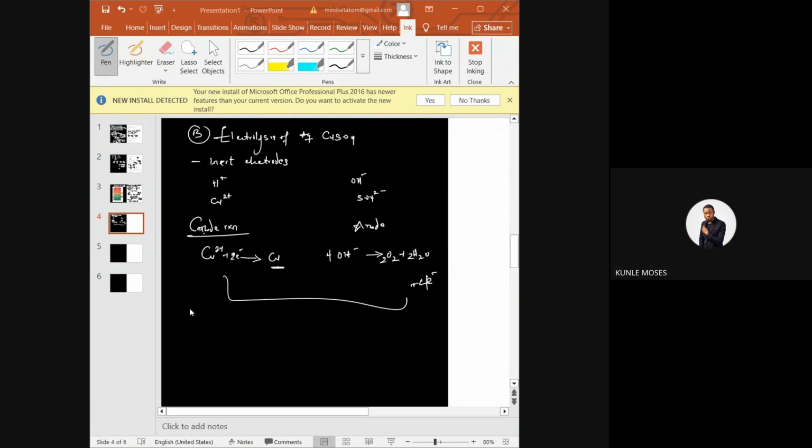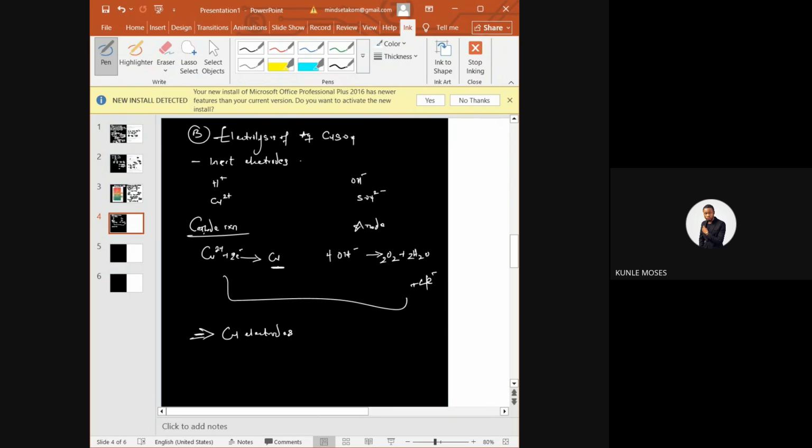In case they ask you what is deposited, copper is deposited at the cathode, so we have copper metal. At the anode, oxygen gas is produced. So let's say, for example, we don't use inert electrode, we use copper electrodes here. Like I said, if you need to cram these things, please go and cram it.